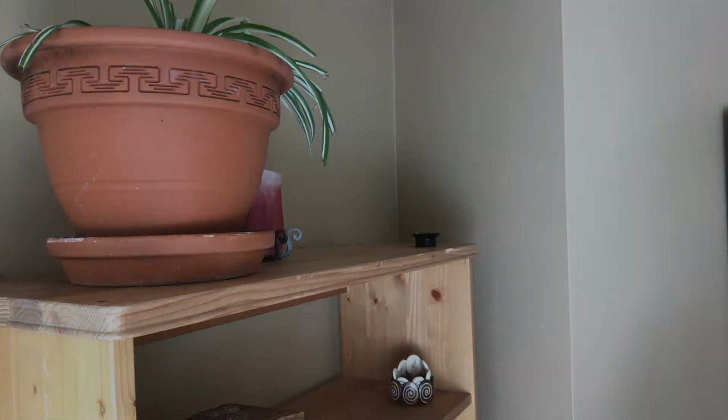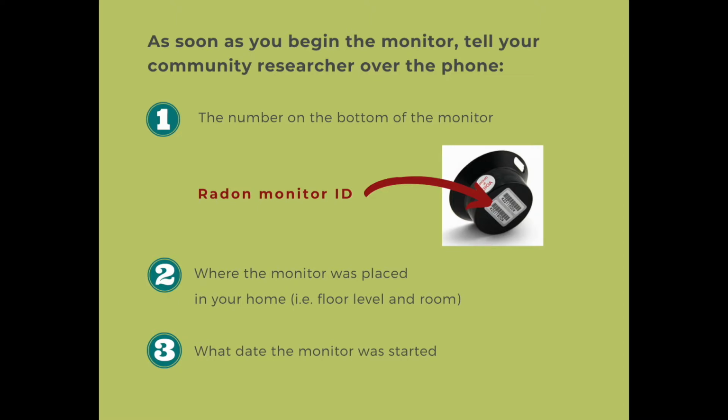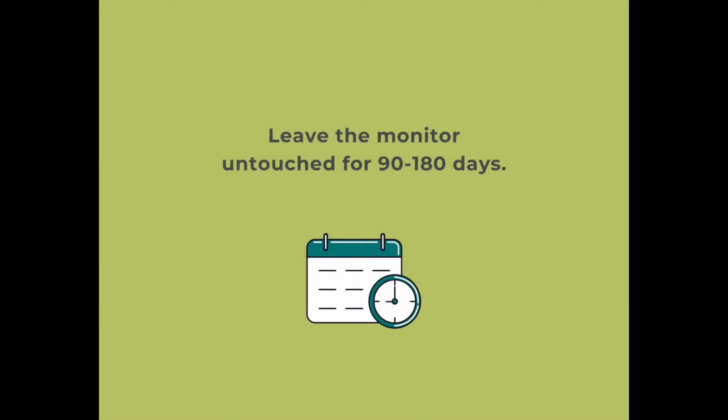As soon as you have placed the monitor in its location, tell your community researcher over the phone: 1. The radon detector number, 2. Where you have placed the monitor in your home, and 3. What date the monitor was started. You may now leave the monitor untouched for a period of 90 to 180 days. Your community researcher will call you on the phone when it is time to stop the monitor.